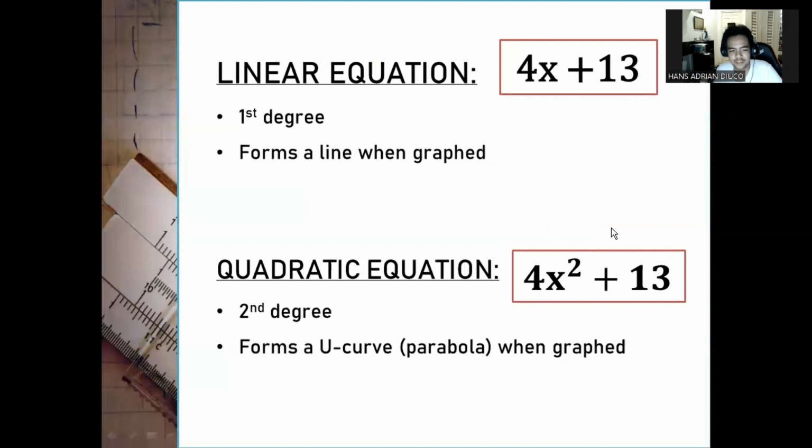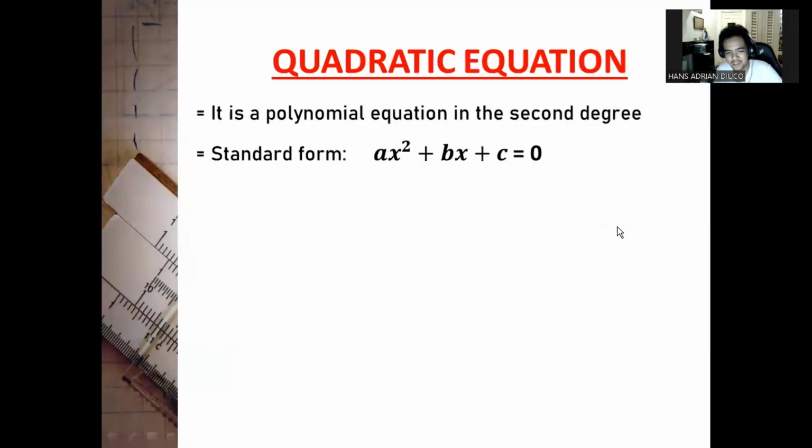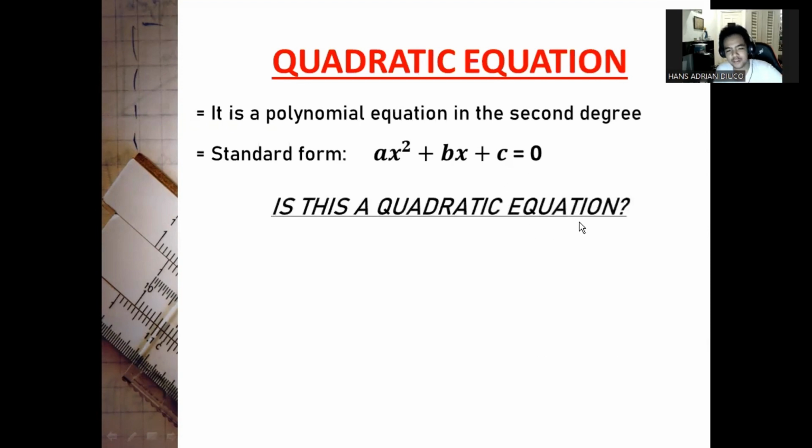So let's just stay calm for a moment. Okay. Anyway, quadratic equation, polynomial equation in the second degree. And the standard form is ax squared plus bx plus c equals 0. So let's have a little test. In the chat box, tell me if you know this is a quadratic equation or not. First up, x squared plus 1 equals 0.